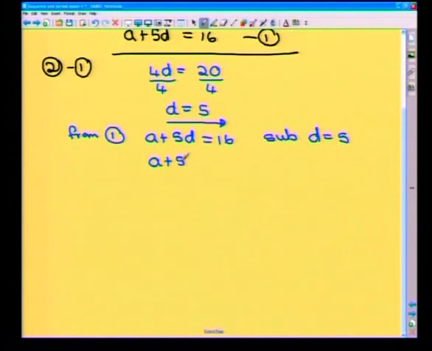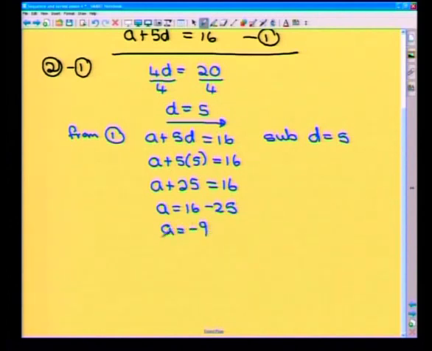So it's a plus 5 times 5 equals 16. So a plus 25 equals 16, which means a is 16 minus 25. Now, if I take 16 minus 25, I get minus 9, and so I've got a. So if I'd asked you for a and d at this stage, you would have done it quite easily and left yourself at that. But I think we should just generate the first 3 terms.